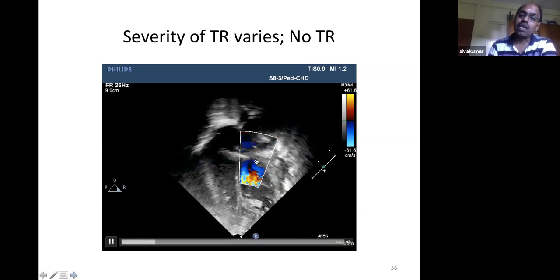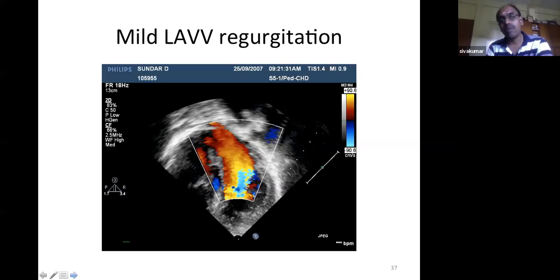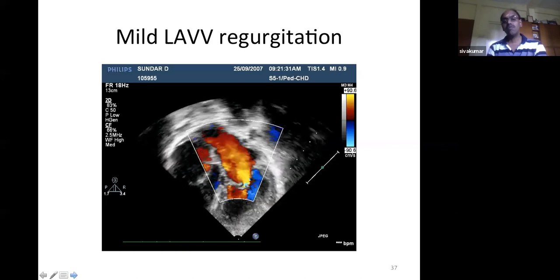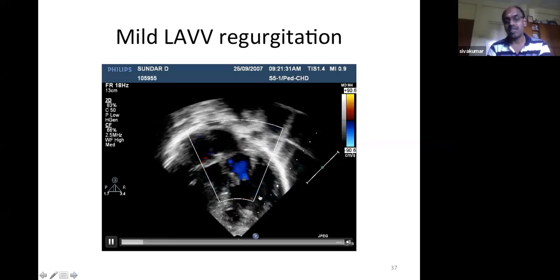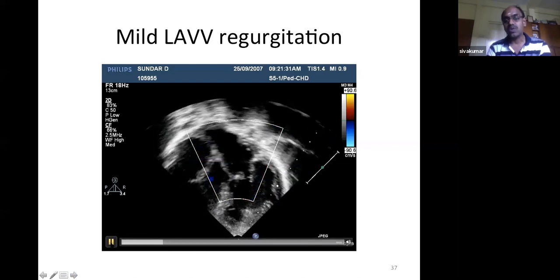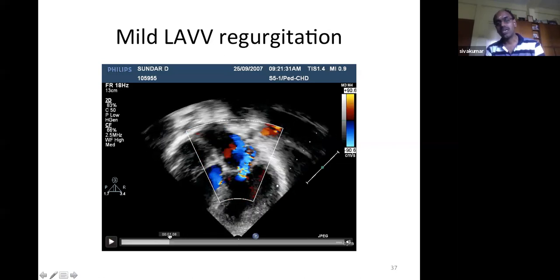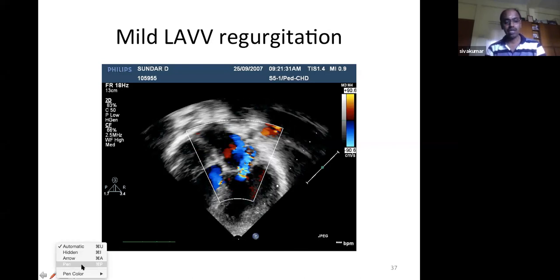A group of patients will not have any tricuspid regurgitation at all, and these patients will remain completely asymptomatic for a long period of life. Whereas some of the patients may have varying degrees of AV valve regurgitation. Now carefully, if you see the mechanism of the AV valve regurgitation, this is due to septal leaflet chordae prolapsing. You can appreciate here, the septal leaflet chordae is actually going beyond the plane of the annulus. So this is resulting in a posteriorly directed mitral regurgitation.